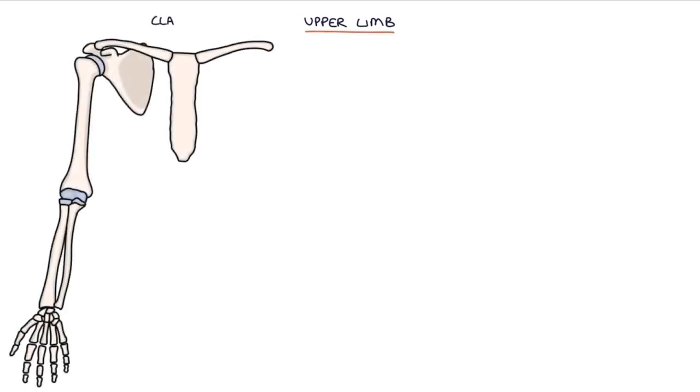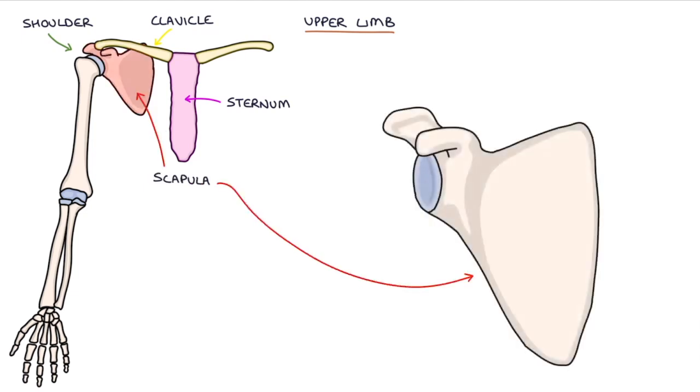Next, let's talk about the upper limb. The clavicle lies horizontally between the sternum and the shoulder at the front and upper portion of the chest. The clavicle is commonly called the collarbone. The scapula is the flat, triangular-shaped bone at the back, commonly called the shoulder blade. The humerus is the name for the bone of the upper arm.